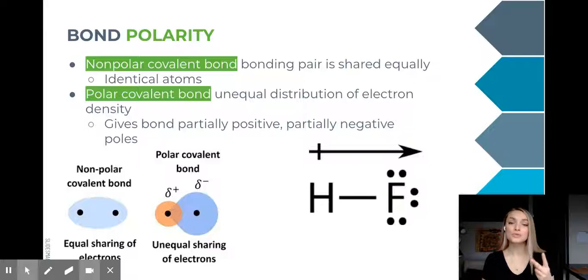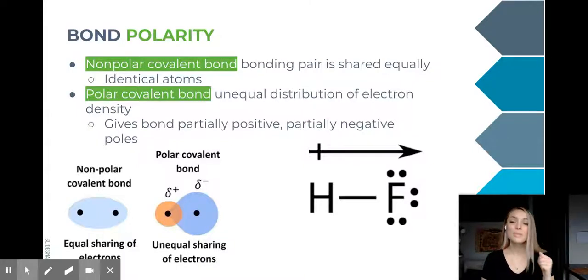So there are two different types of covalent bonding that we can see. We can see nonpolar covalent bonds in which the bonding pair is shared equally between the two nuclei. And this happens when the two nuclei are of identical atoms, the same element. So any sort of diatom, Cl2, O2, C2, N2, any of those will have a nonpolar covalent bond.